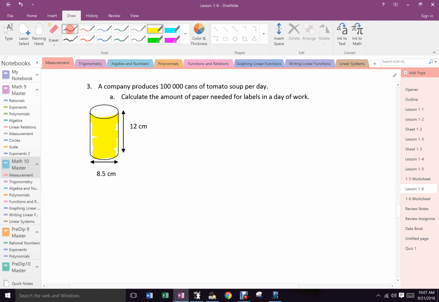So what's the formula for a cylinder? 2 pi r squared plus 2 pi r h, right? What's the only part of that that matters? 2 pi r h. So that's the only thing you got to use. 2 pi. What's my r? 4.25. What's my h? 12. And that's going to give you one can, right? Which is 12 times 4 is 48, 12 times that 51, times 2, 102 pi, yeah?